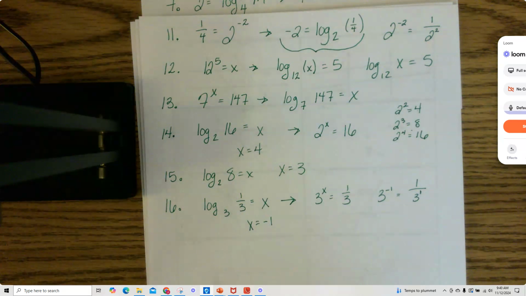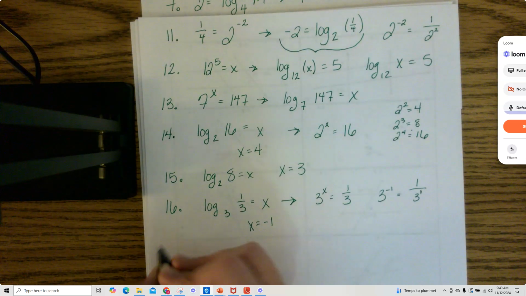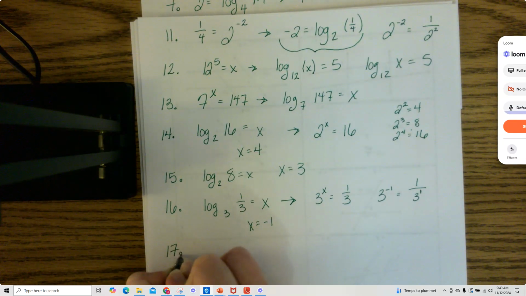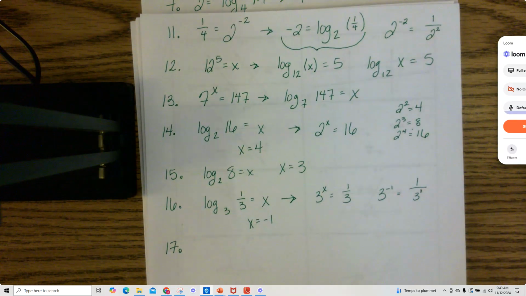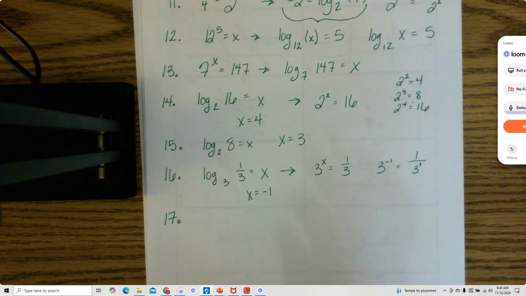Question 18, I've got a square root. Okay, I'll show you how to do that too, because it's exponent rules too. What about 17?